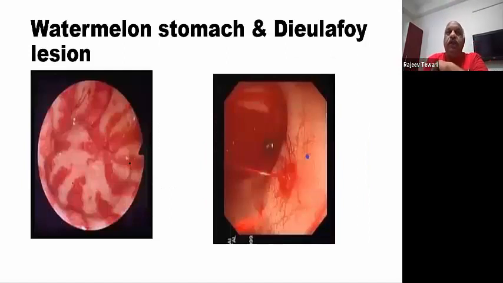Watermelon stomach and Dieulafoy lesion, you can see in the figure. Watermelon stomach, multiple longitudinal vessels in the antrum, and Dieulafoy is a bleeding vessel from the right. Watermelon is a degenerative condition common in old age. Dieulafoy is a developmental malformation. Next slide.